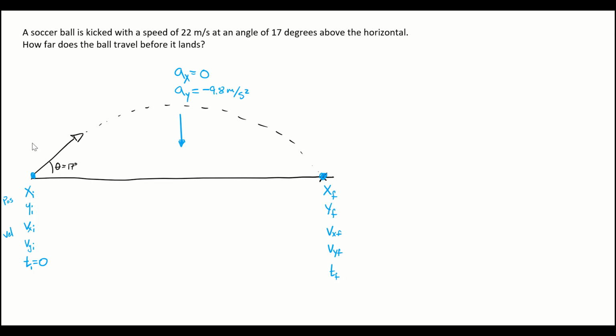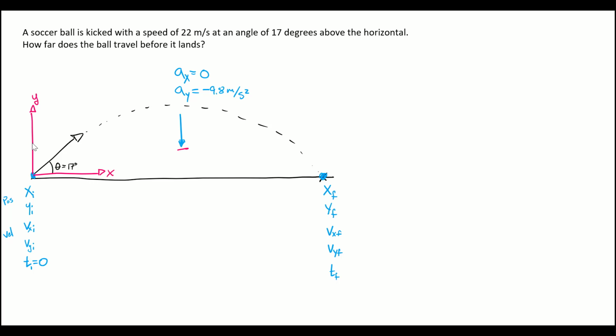The reason it's negative is because we're going to define our vertical position as y and our horizontal position as x. And if we define up as positive, this acceleration vector that's pointing down is in the negative y direction. So that component's going to be negative 9.8 meters per second squared.